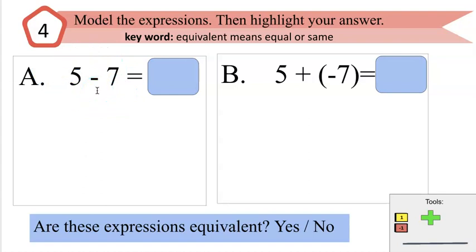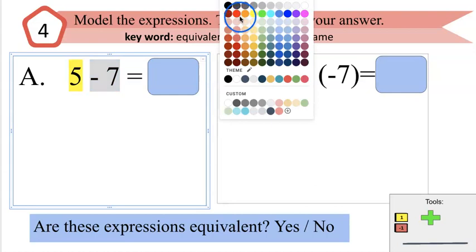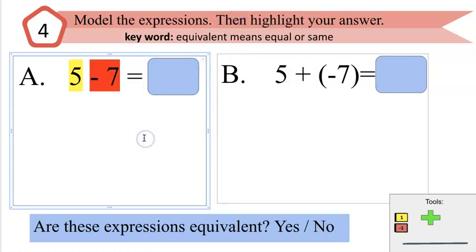No, we do not. Step 2 is highlight your integers. So I have a positive 5, that's going to be yellow. And then I have a negative 7. Make sure you include a sign to the left of it. That is a negative, not a positive. Now we move on to step 3.